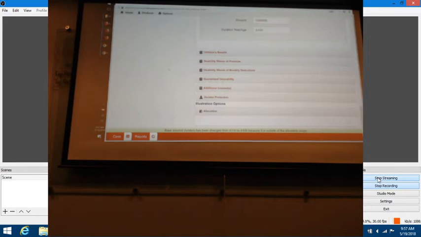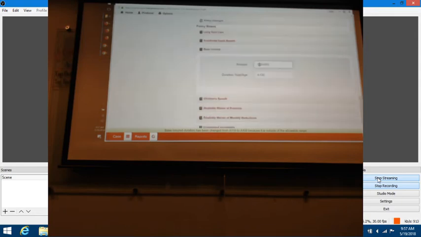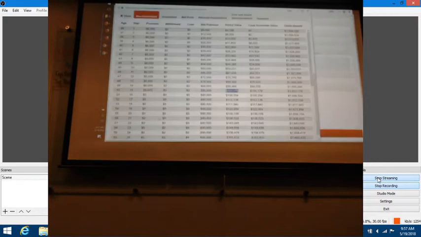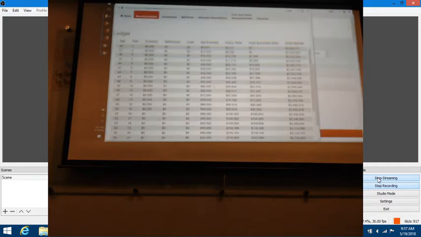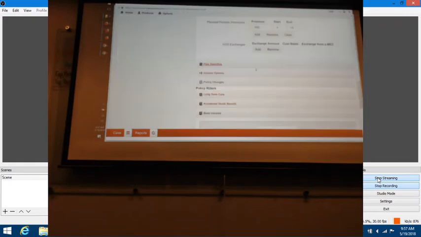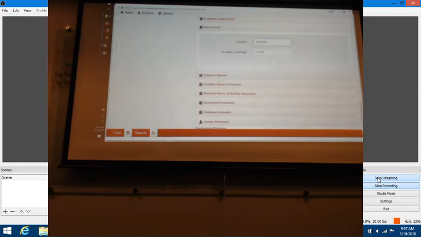Question: what's the maximum amount for this term rider? Let's take a look. I don't know. I think the total policy has to be under a certain value. Let's try this. So 2 million works. No, it's not unlimited.